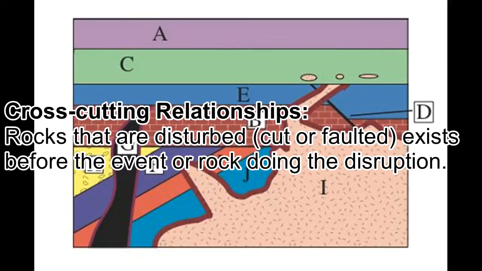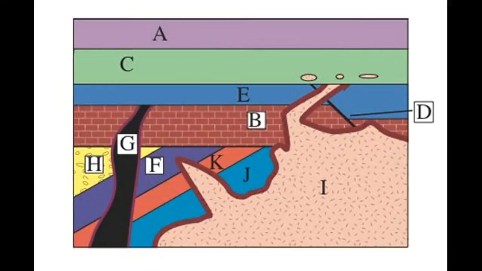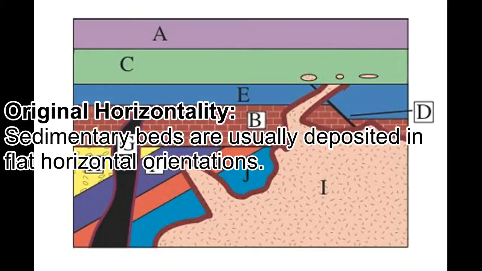Another important concept to remember is something called original horizontality, which states that sedimentary rocks are usually deposited in flat, horizontal beds. Any disruption to this observed pattern indicates a secondary event of uplifting or folding. With all this information in mind, let's walk through this diagram.